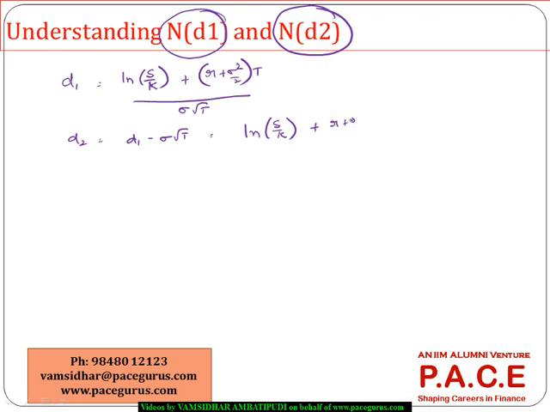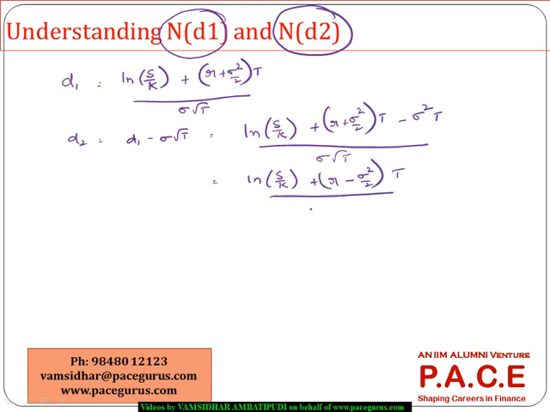plus R plus sigma squared by 2 into T minus, when I say sigma root T, it comes out as sigma squared T divided by sigma root T. So that's where it comes out as log of S by K plus R minus sigma squared by 2 into T, divided by sigma root T. So this comes out as D1, D2, and we also compute ND1, which is the standard normal distribution value associated with D1 and D2.